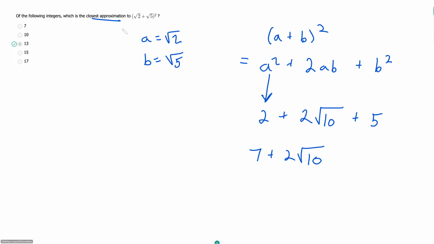So this says closest approximation. Really the only thing I'm approximating here is what rad10 is. So how can I do that? The two square roots that you should just know the decimal values for, other than the perfect squares, are really rad2 and rad3. Rad2 is approximately 1.4, rad3 is approximately 1.7.